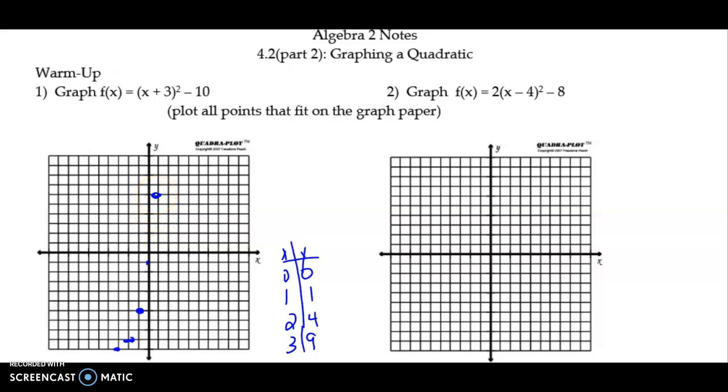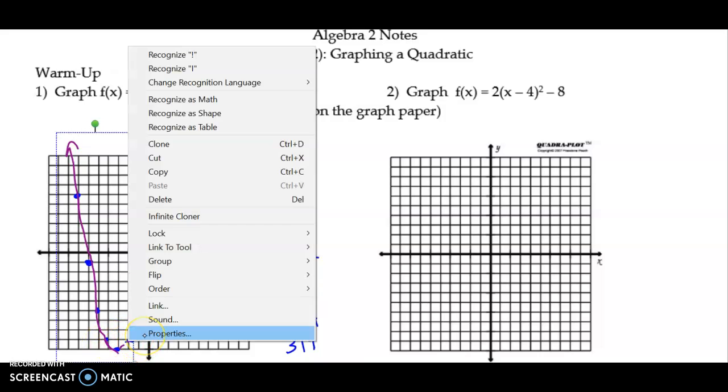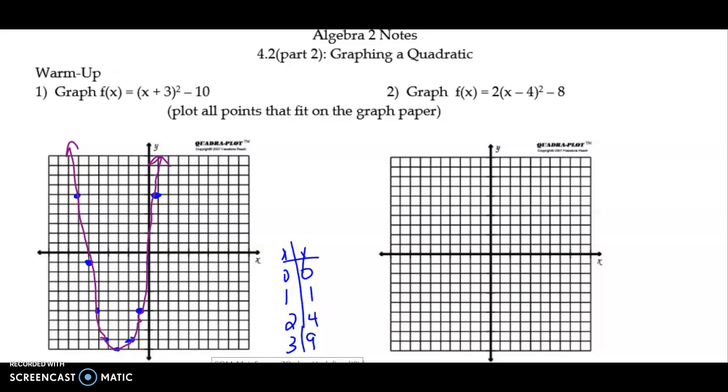And try to put as many points that fit. That'll really help me see that you understand it. All right, go ahead and get the mirror image then, the left side of the parabola, and then try to connect the dots here. Smooth as you can. My pen's not working really great today. So hopefully yours looks better than that. All right, so something like that for number 1. Okay, let's try number 2.